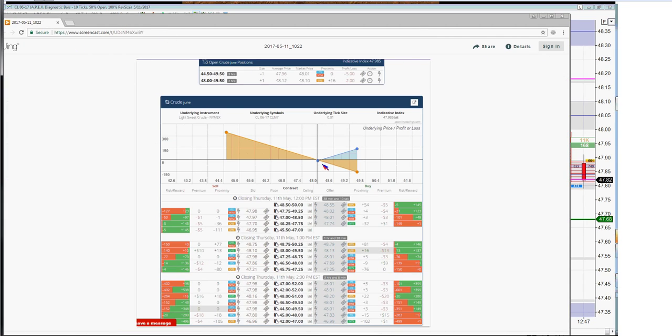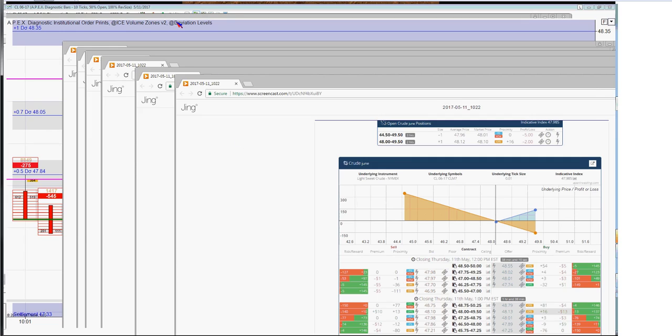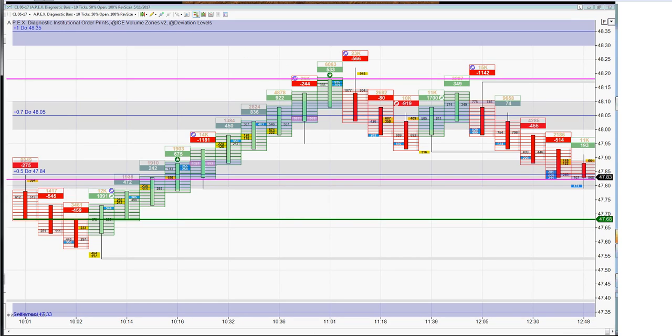So yeah, Marion's total risk on the trade, 47.98, 48.13, so 15.6. That is correct. Good job, Jason. We subtracted the offer of the contract from the bid of the sold contract, and that lets us know what the total risk is.